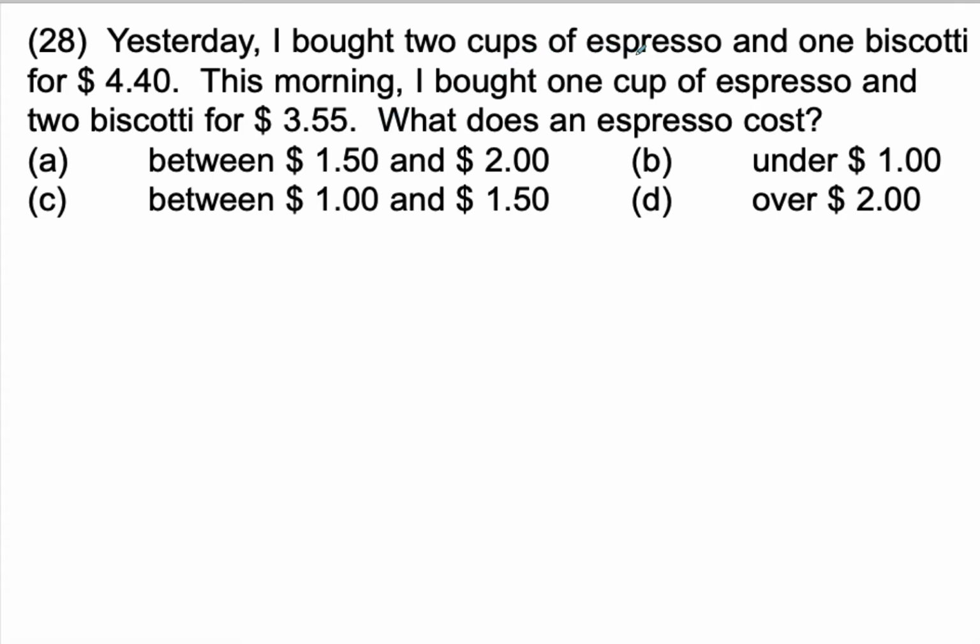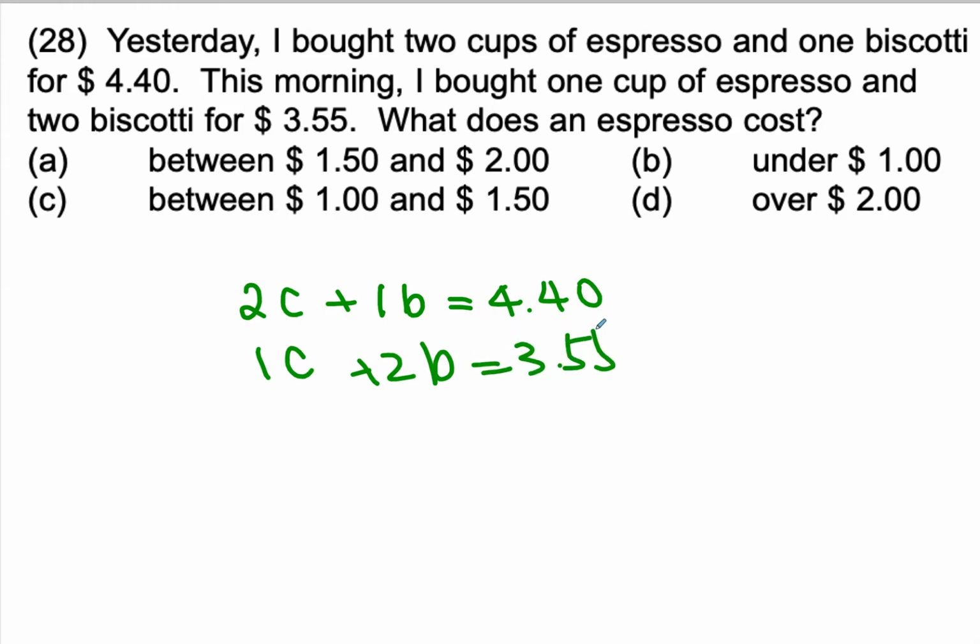Yesterday I bought 2 cups of espresso and then 1 biscotti. So 2C plus 1B is equal to $4.40. And then 1 cup of espresso, so 1C, and then 2 biscotti is equal to $3.55. Then how much does the espresso cost? So C is what we're looking for. That means I want to get rid of the B's. How can I do that?